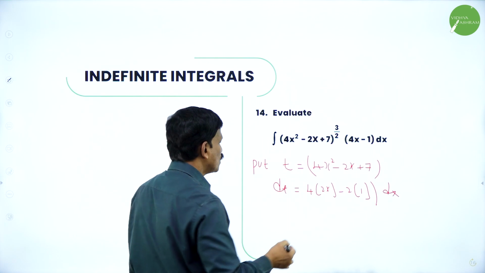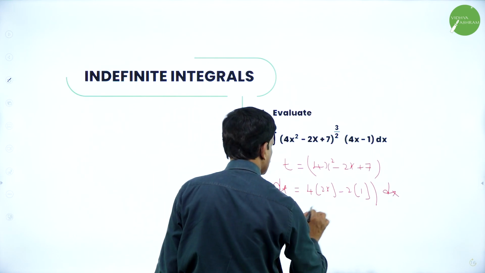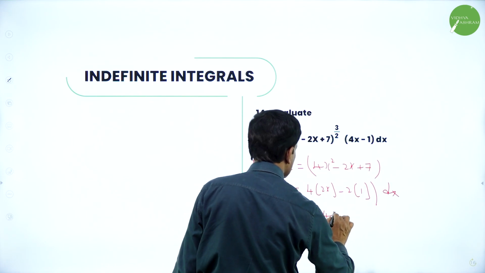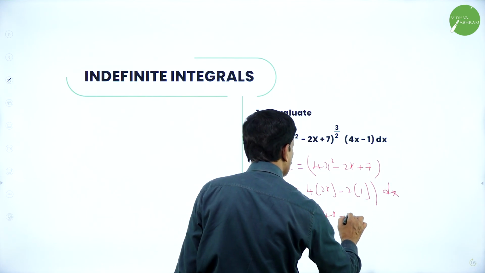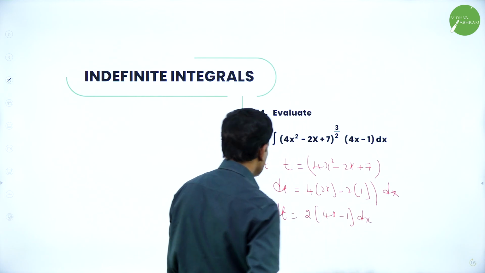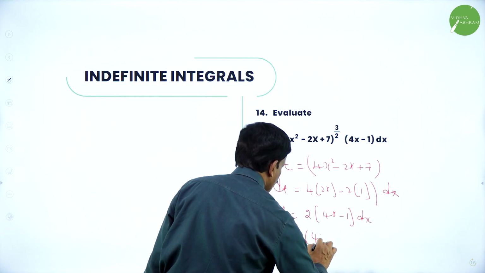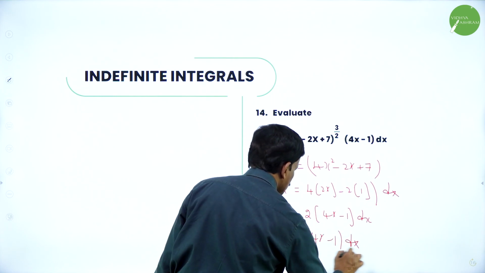So, you can take 2 as a common factor here. dt is equal to, if you take 2 out, what you will get? 2 is gone, 4 into x is 4x minus, 2 is gone, just 1, into dx. So therefore, dt by 2 is equal to 4x minus 1 into dx.